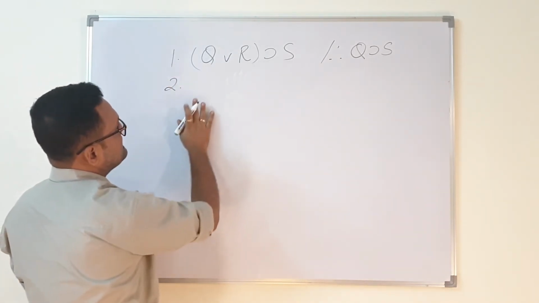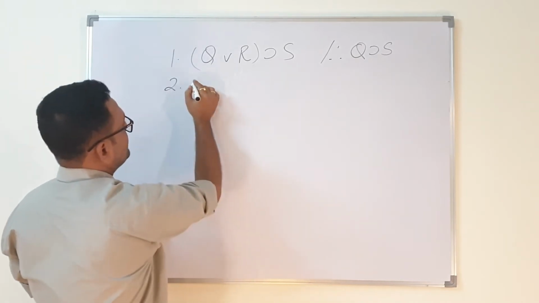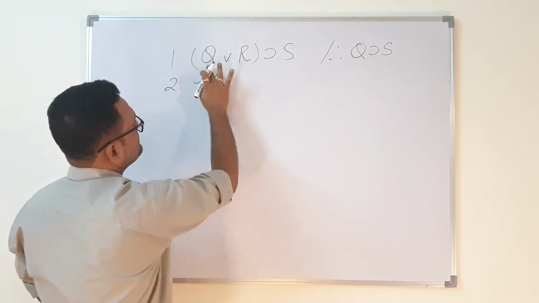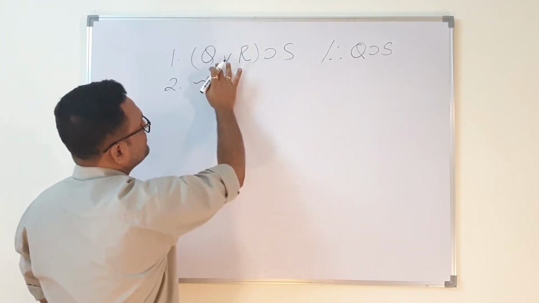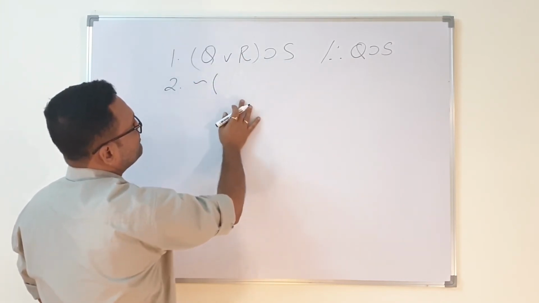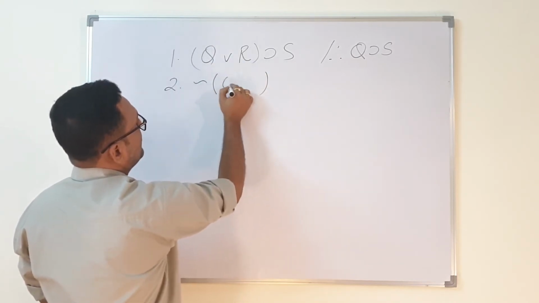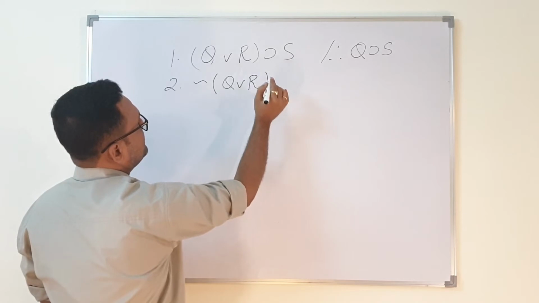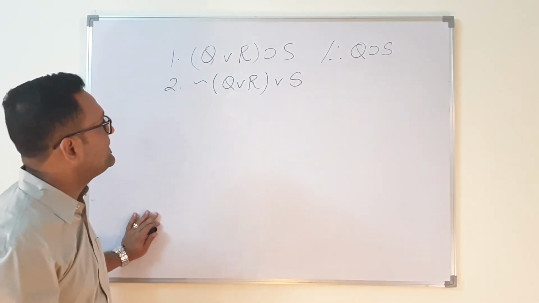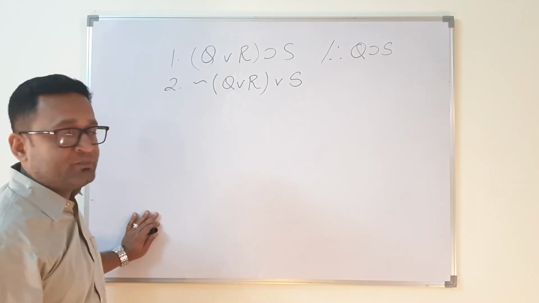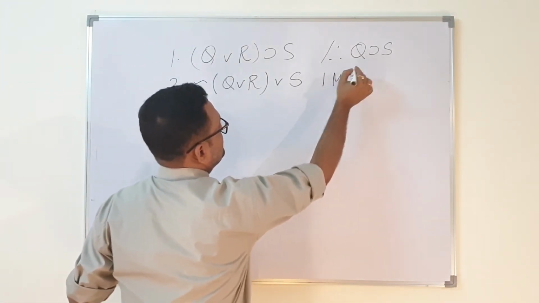I will use material implication on this step. So suppose it is P and Q, P implies Q: it is going to be negation of P wedge Q. So this whole is negation of P. I write it here, and this will become S. Fine. First step, I have used material implication.